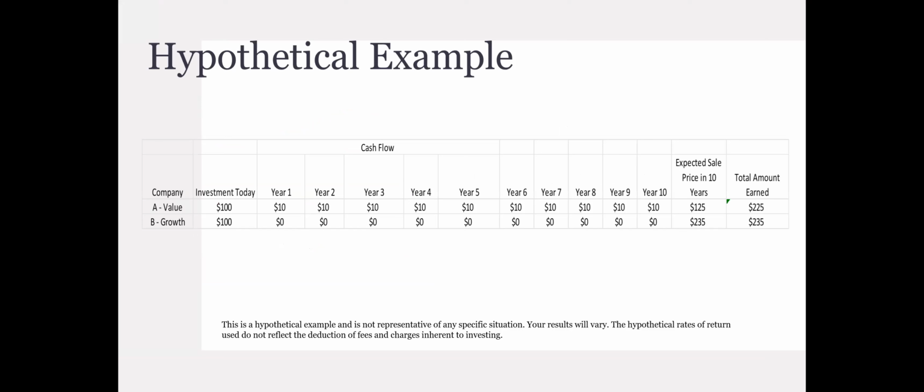Obviously, this is a hypothetical, but let's say that you had $100 to invest today. You're examining two different companies. Company A, more of a value type organization, a very established company in a market where they capture a good bit of wallet share. Their focus is really on operating that business, continuing to maintain it year over year.